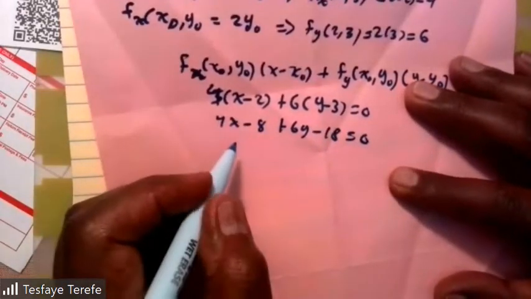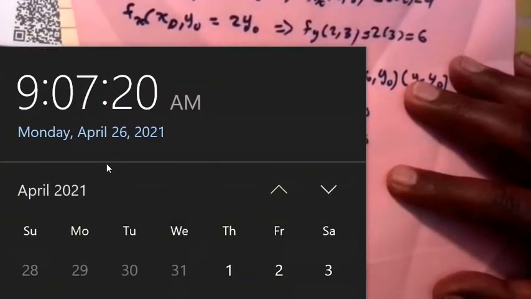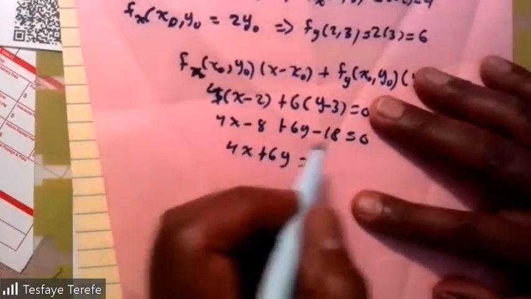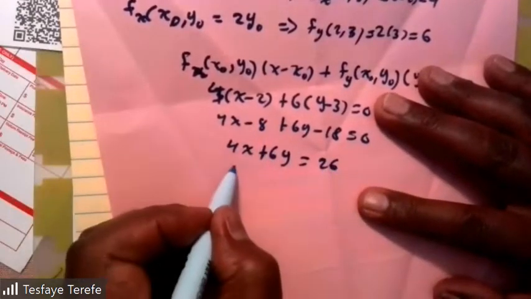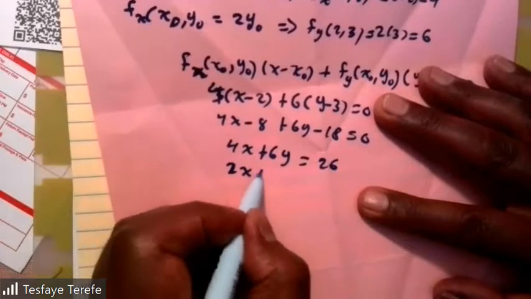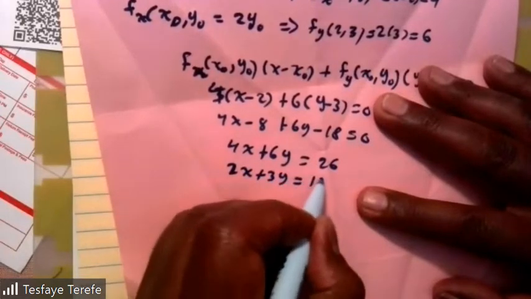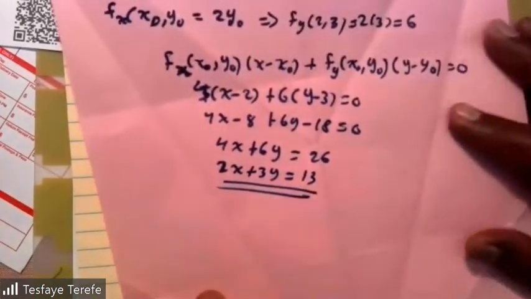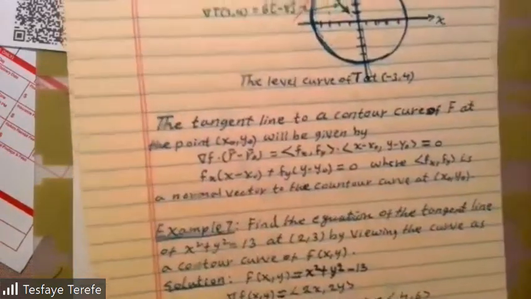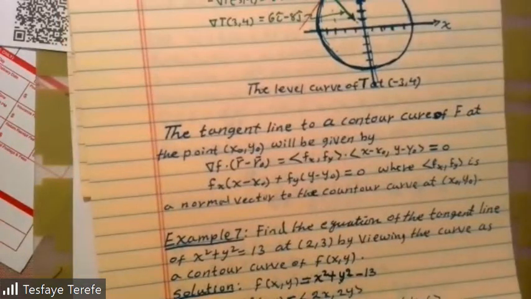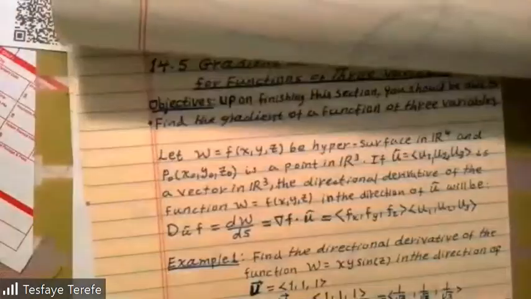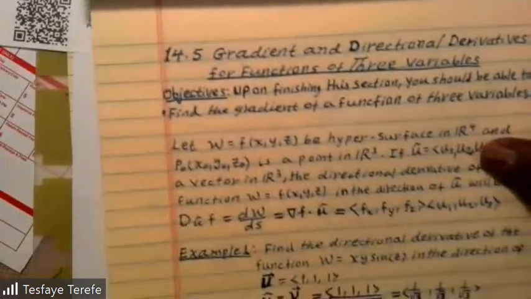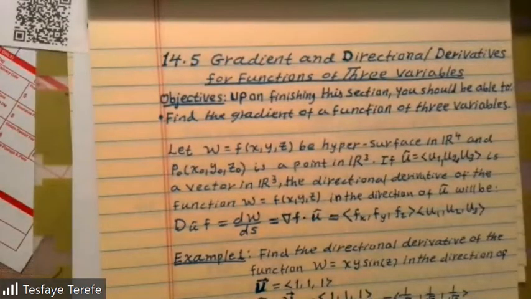Then we'll have 4x plus 6y equals 26. So this is the equation of the tangent line to the contour map and so on. All right, and we'll do the same thing with the gradient vector in finding the gradient of a 3-dimensional vector.